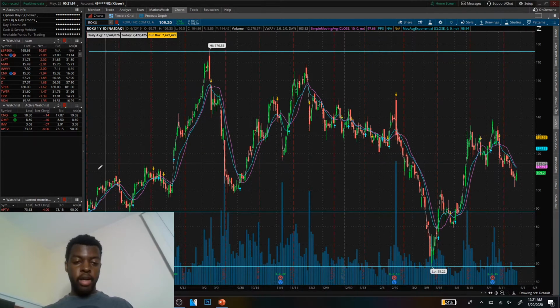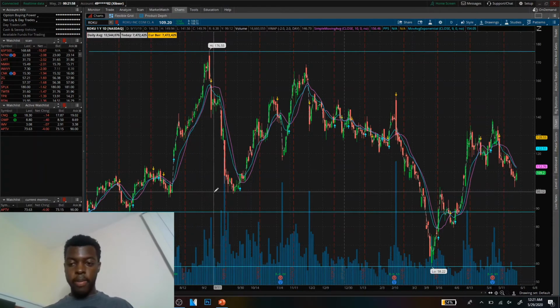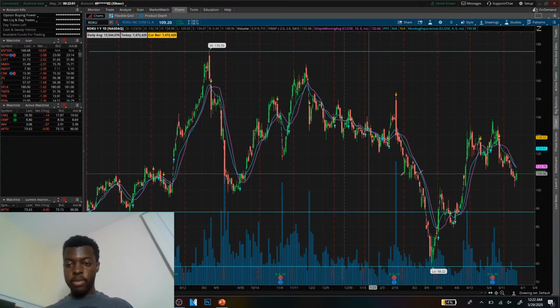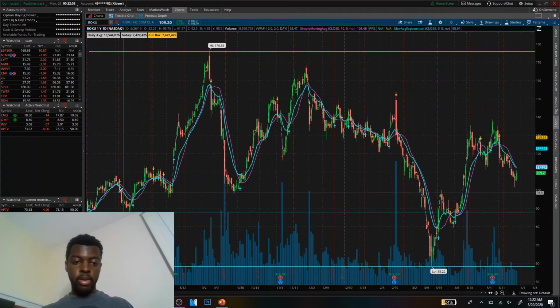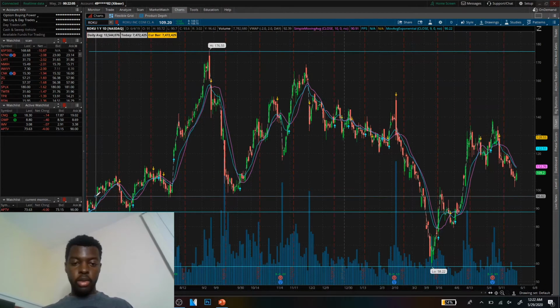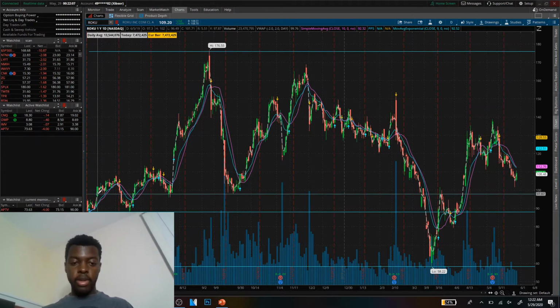Let's see if we can find another one. Okay, so notice how it bounced here, it bounced here, and it bounced here. So this is also another resistance support level. So we want to mark that off as well.